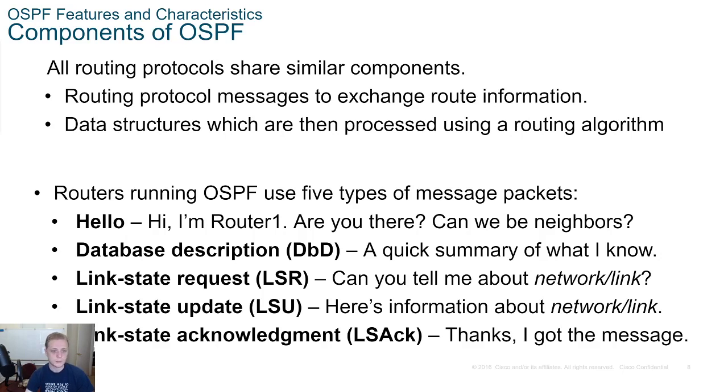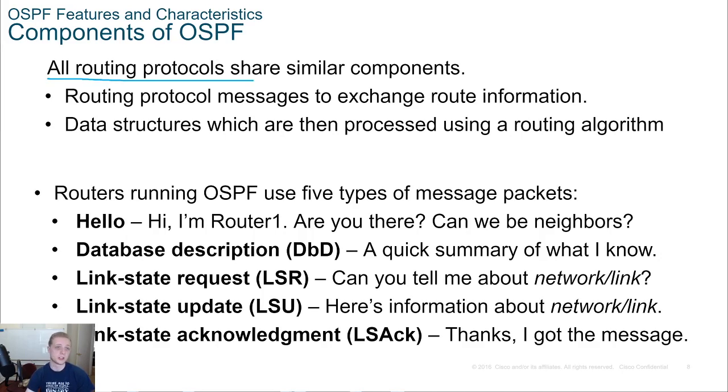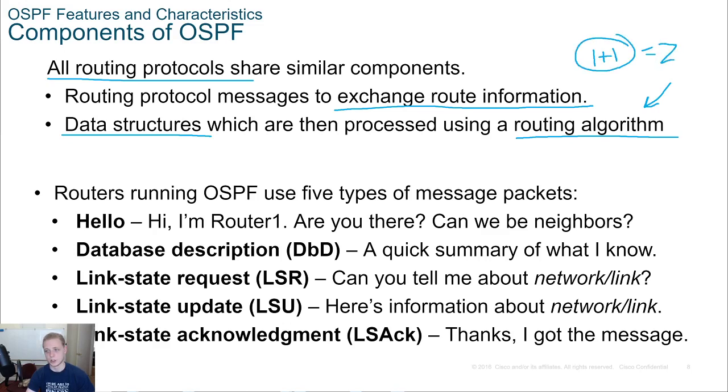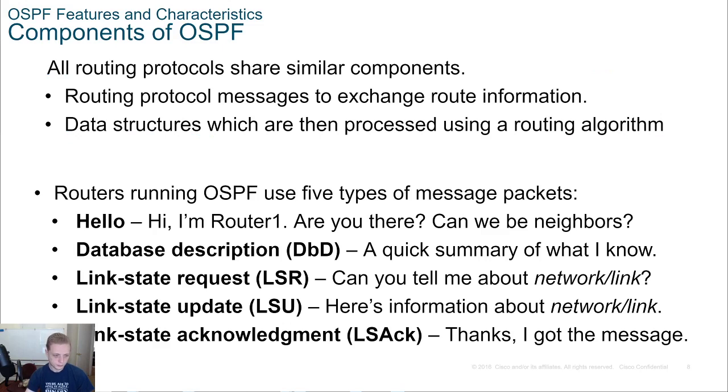So all routing protocols are similar. They all have a similar focus to exchange routing information, right? So we're all going to have some kind of data structure, some kind of database, and we're going to have some kind of routing algorithm, even if that algorithm is literally 1 plus 1. That gives us a hop count of 2 for RIP. And some may be very, very complex. If you look at a routing protocol like EIGRP or BGP, those algorithms can be really, really complex and really throw you for a loop.